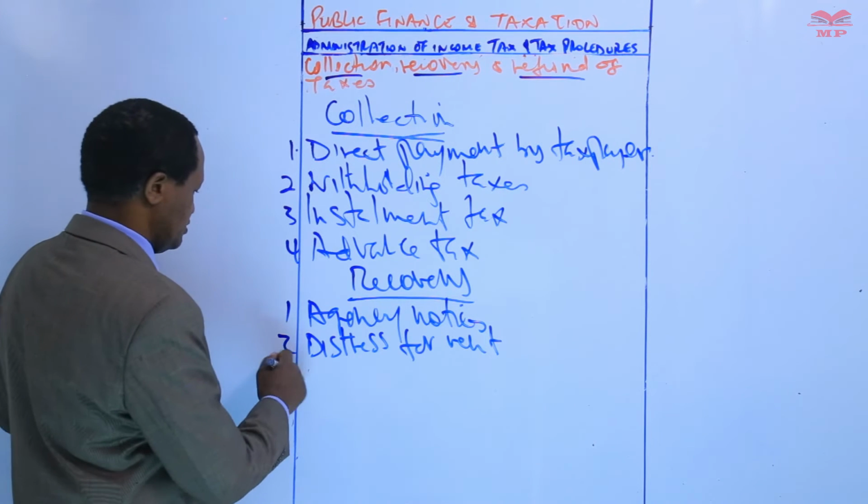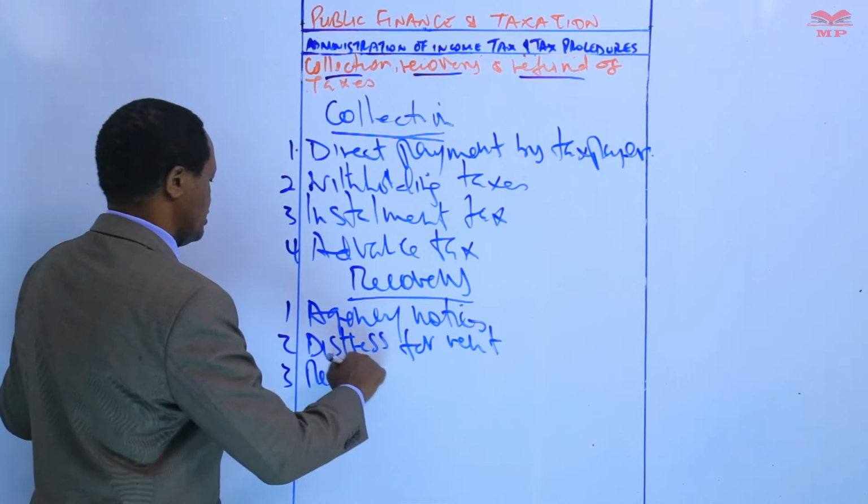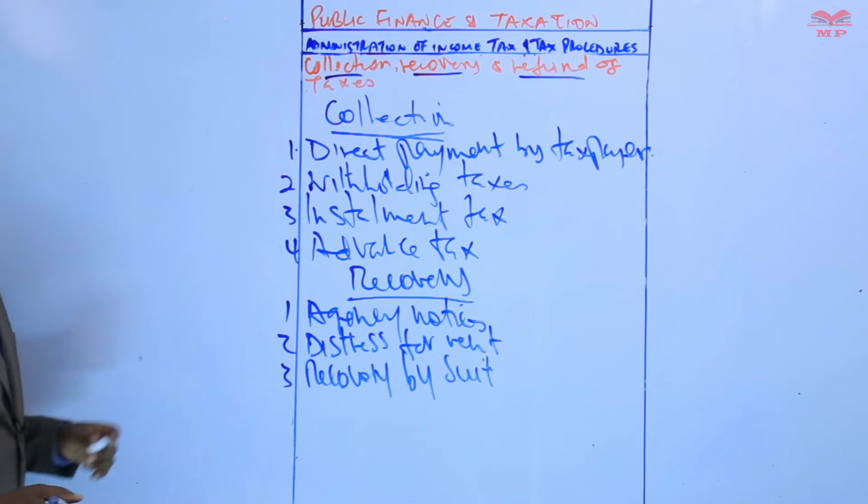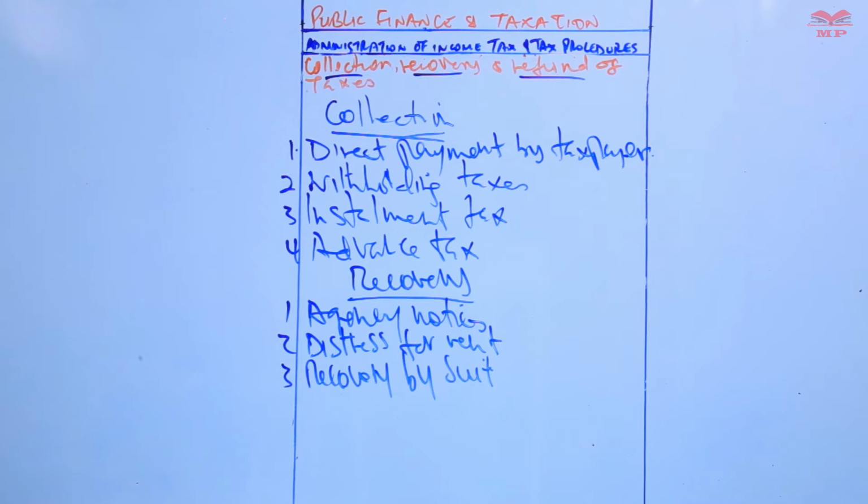Number 3, recovery by suit. Now, KRA can initiate legal proceedings in court to recover unpaid tax as a civil debt.